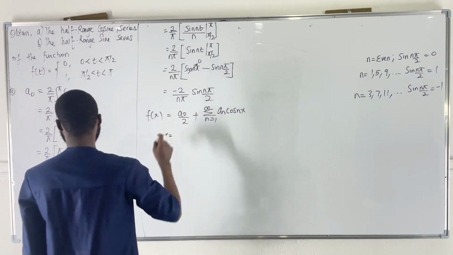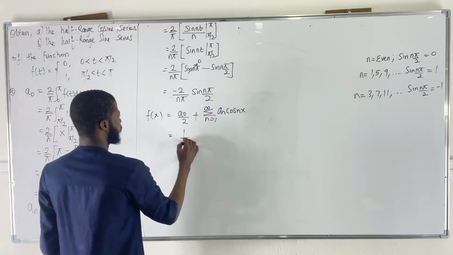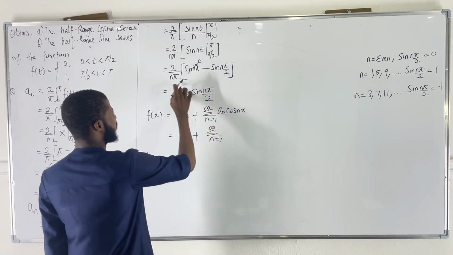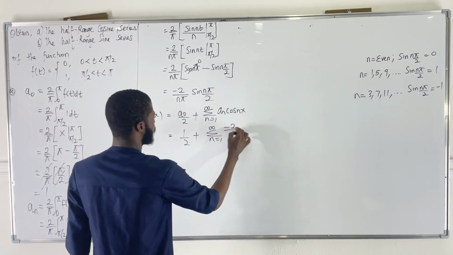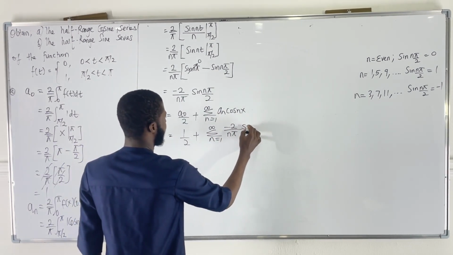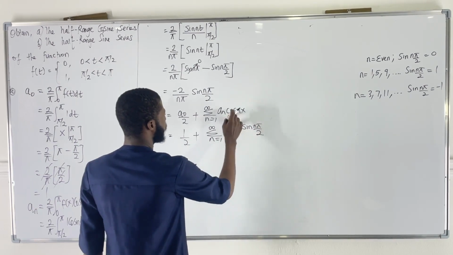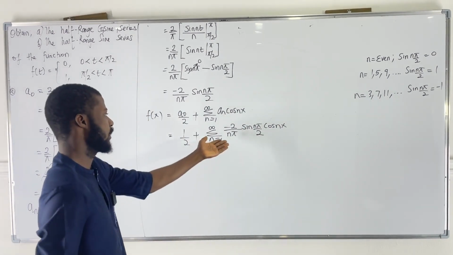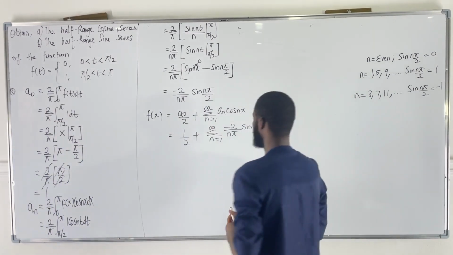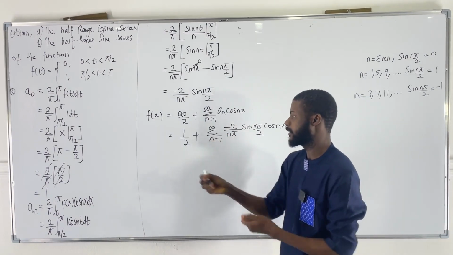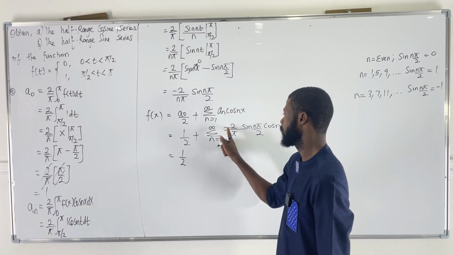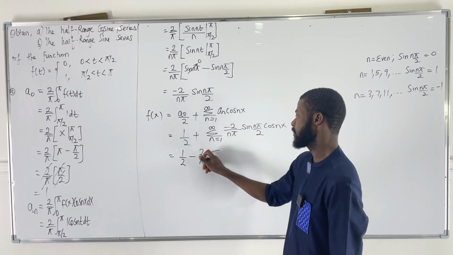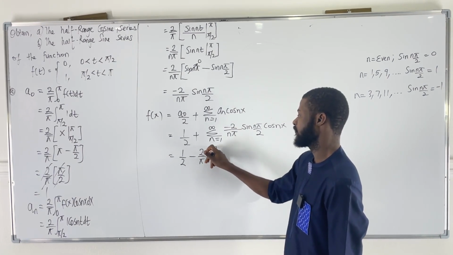Now our a naught is 1. So this is 1 over 2 plus the sum from n equal to 1 to infinity. A sub n is this value here. So that's minus 2 over n pi sine n pi over 2, then cos nx. Now we can factorize this. So we can say, let the minus 2 over pi come outside. So this will become 1 over 2 minus 2 over pi.